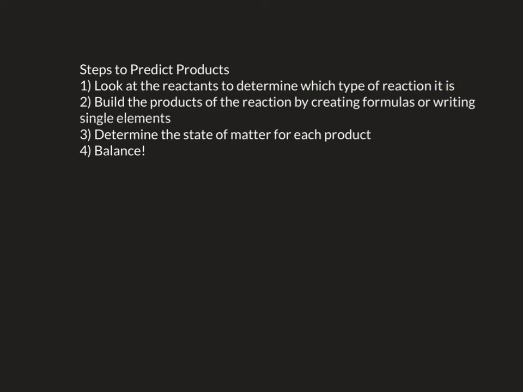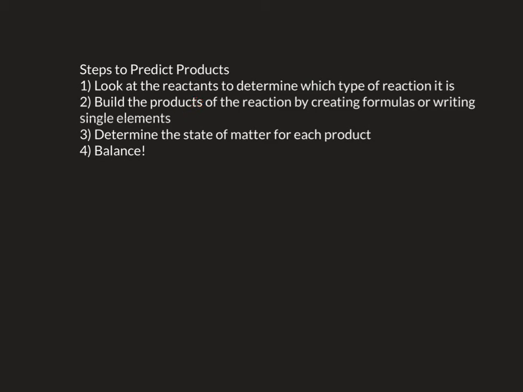Then, since we know what type of reaction it is, we're going to use those two patterns we just learned to predict or build the products. We're going to write down what is going to form afterwards. We're going to do that by either creating formulas if it's a formation reaction, because we're putting two things together, or in a decomposition reaction, where we're taking things apart, we're just going to write down the single elements on their own. We don't have to do anything hard there.